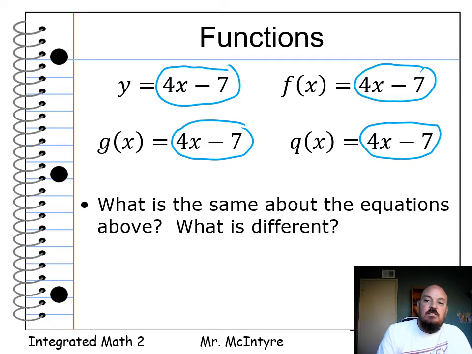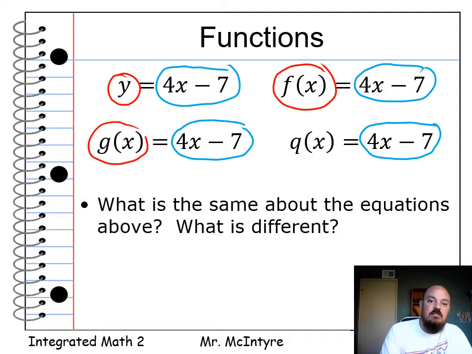So what that means is if you're using it as an equation, each one is going to give you the same answer. Each one is saying if you give me an x and I plug it in, I'm going to take that number, multiply it by 4, and then subtract 7. What's different about each one is what's over here. One of them is y, one of them is f of x, one of them is g of x, and one of them is q of x. Now what I circled in red is basically the name of the function.